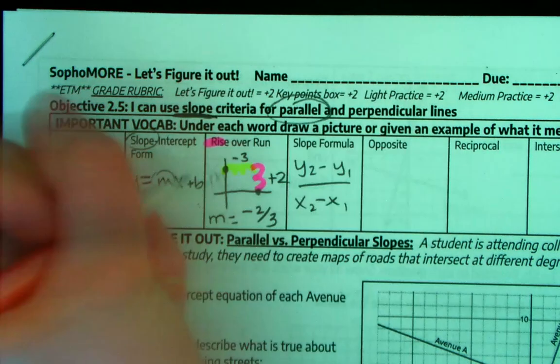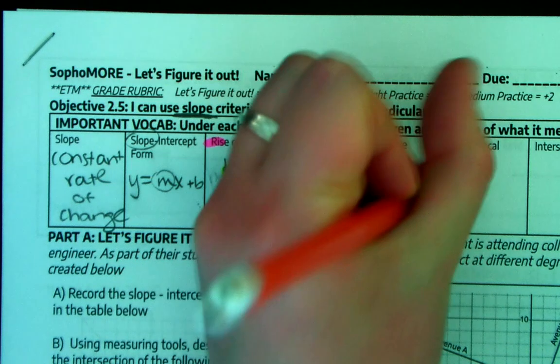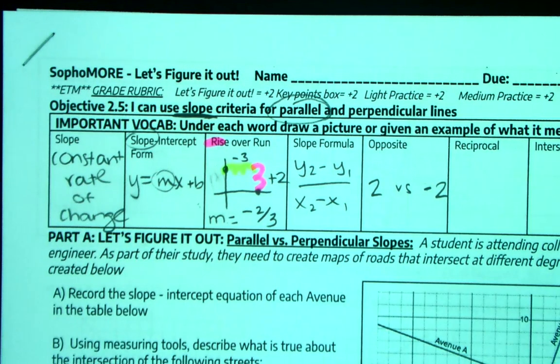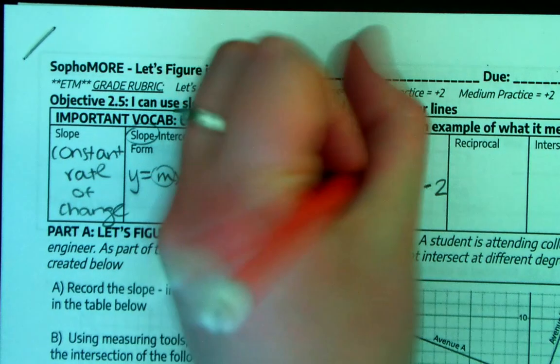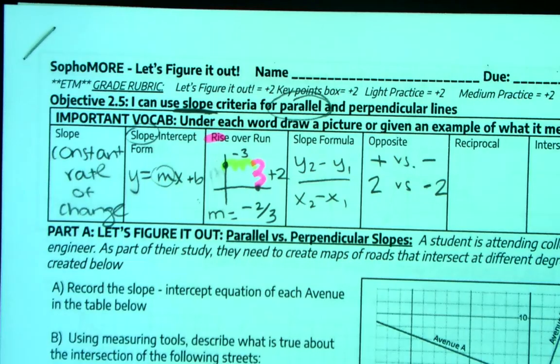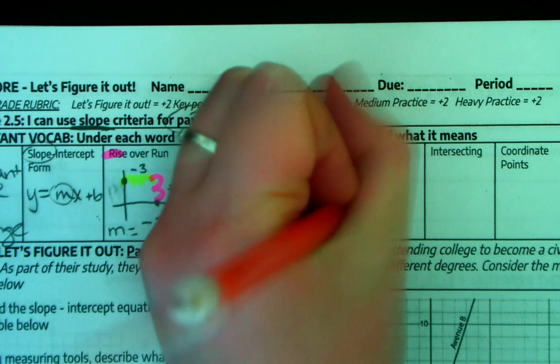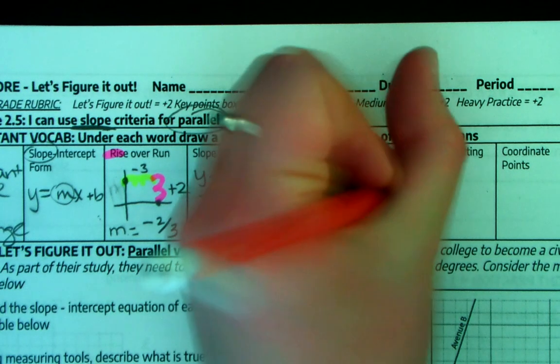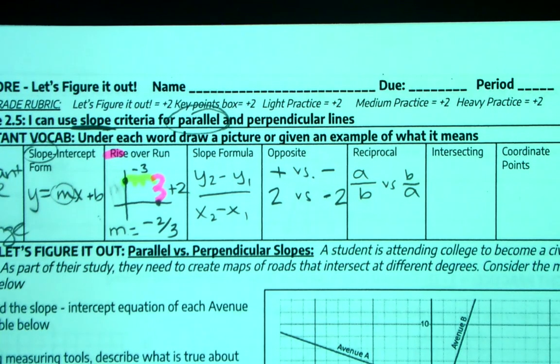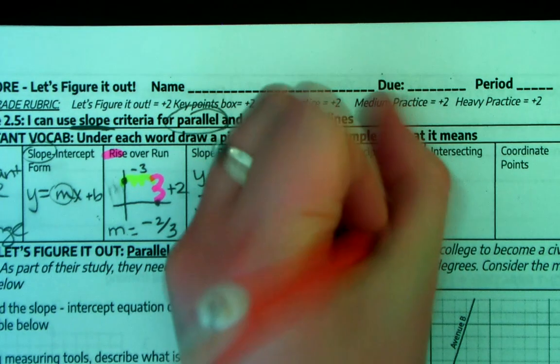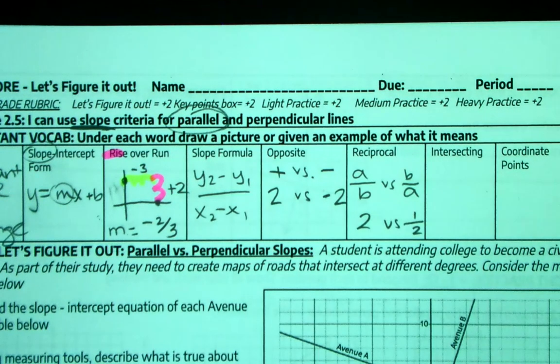Opposite. That means positive versus negative in math land. So when the signs are different. So positive versus negative. Reciprocal is going to come up today. That is when we have a number and then we flip the numerator and the denominator. So a over b versus b over a. Or like 2 versus 1 over 2. Because remember, 2 you can place over 1.